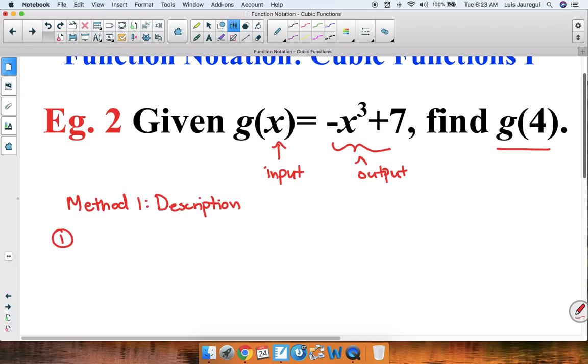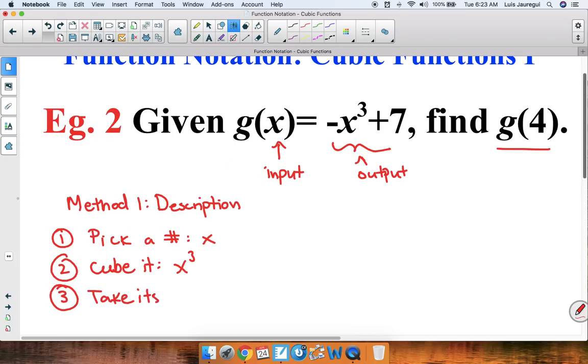So step 1 is to pick a number. And usually we call that number x. Now let's see what is the next step that we're going to do to x. So we're going to raise it to the third power, or we're going to cube it. So cube it, thus getting x cubed. Now notice that after that we're going to take its opposite. So step 3, take its opposite. By doing so, we generate the expression the opposite of x cubed. And then we take our last step, which is to add 7. So step 4, add 7.